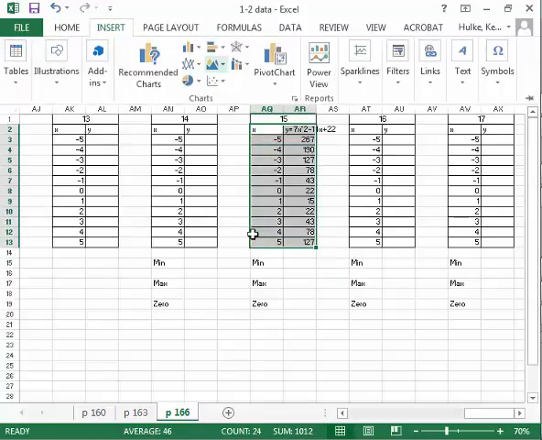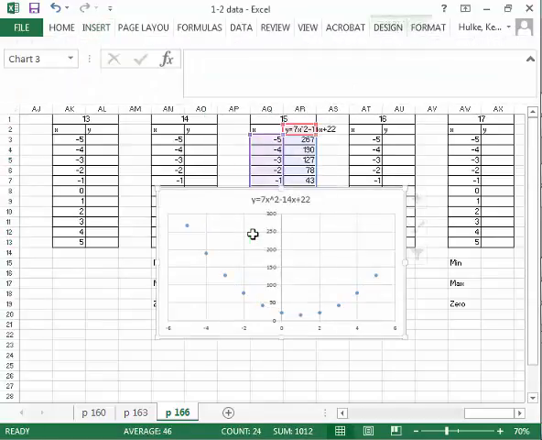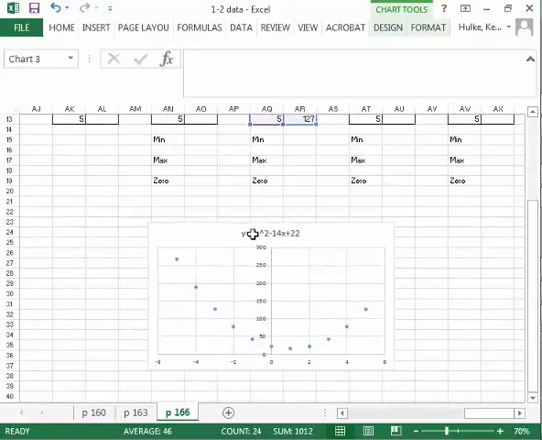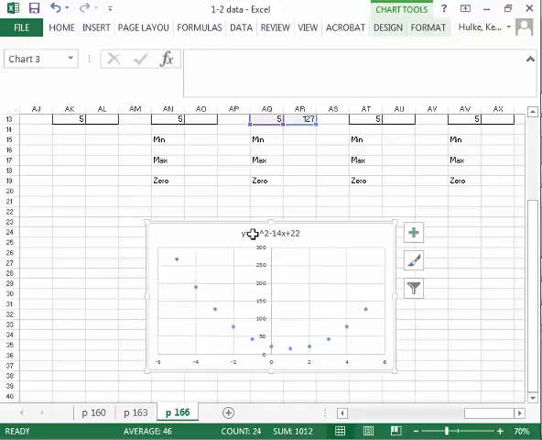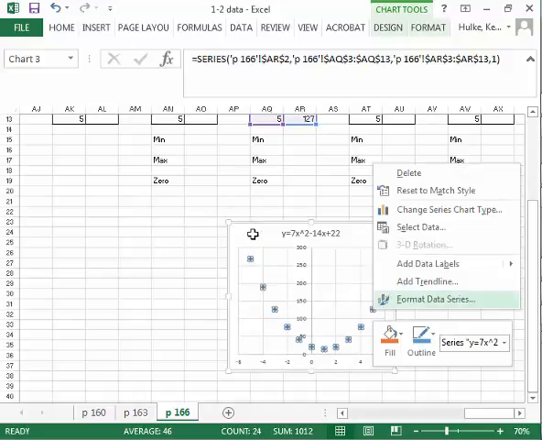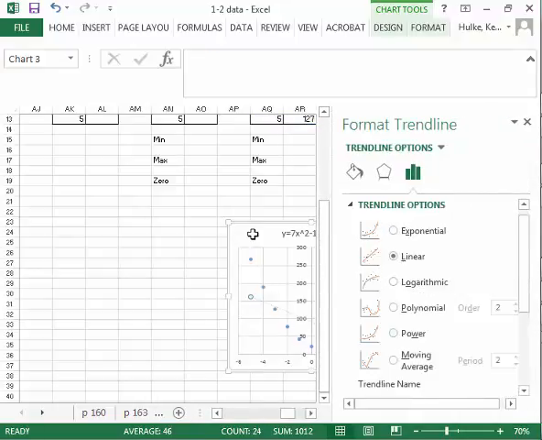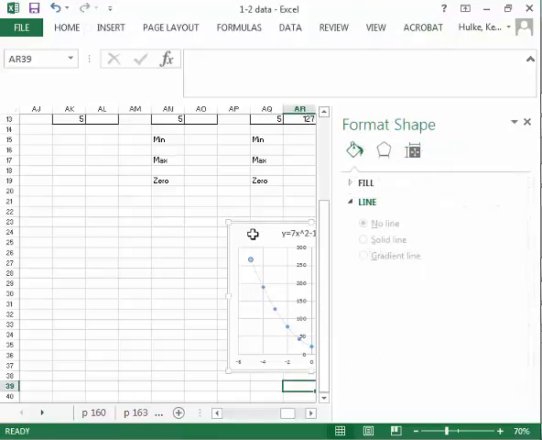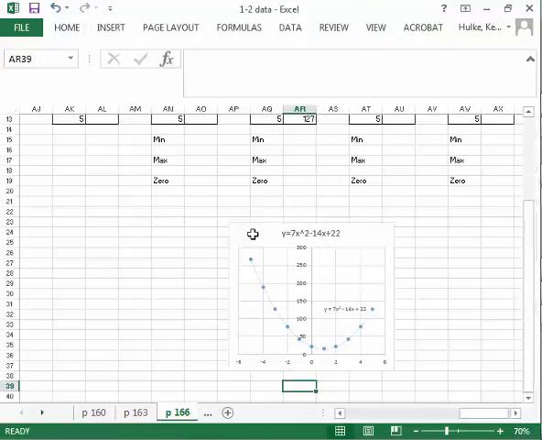Insert a graph of that. And if you notice, it shows the graph. Let's add the trend line, polynomial order 2, and the equation, and 7x squared minus 14x plus 22.